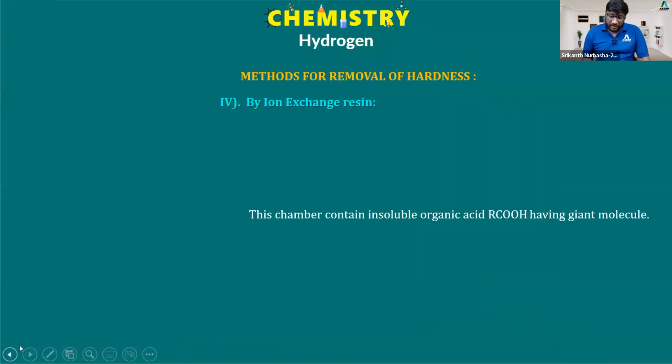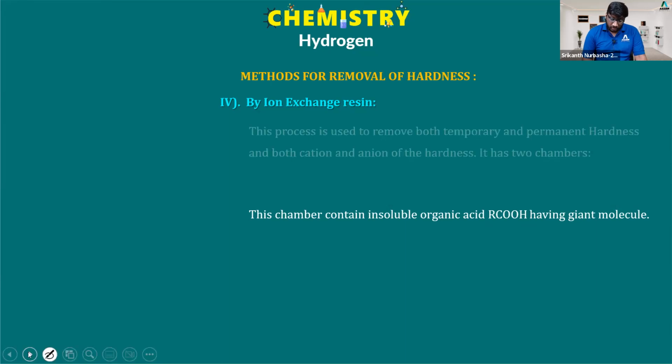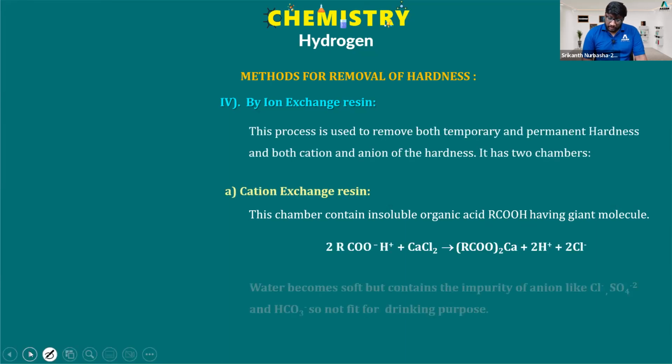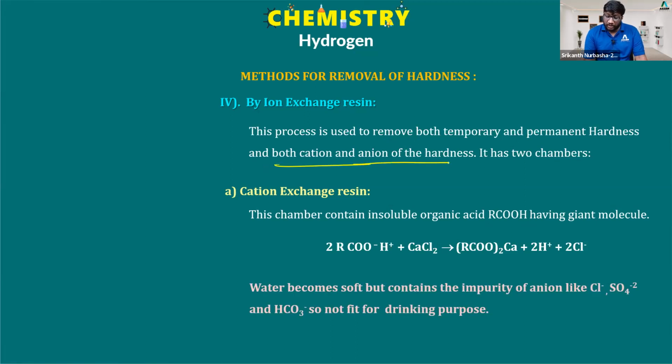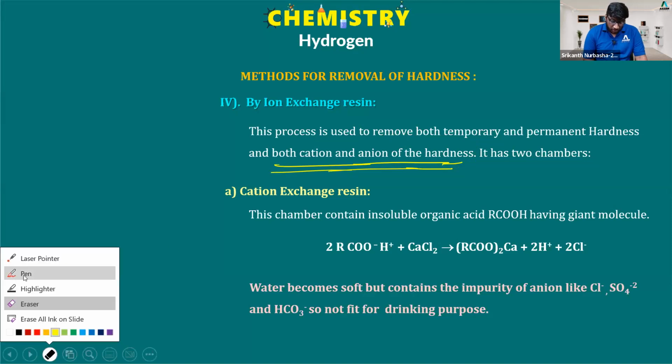Methods for removal of hardness. The last method is the ion exchange method, or resin method. Here we will have the respective RCOH. The process is used to remove both temporary and permanent hardness, and both cation and anion of the hardness. In this process, both cation and anion are going to be removed.